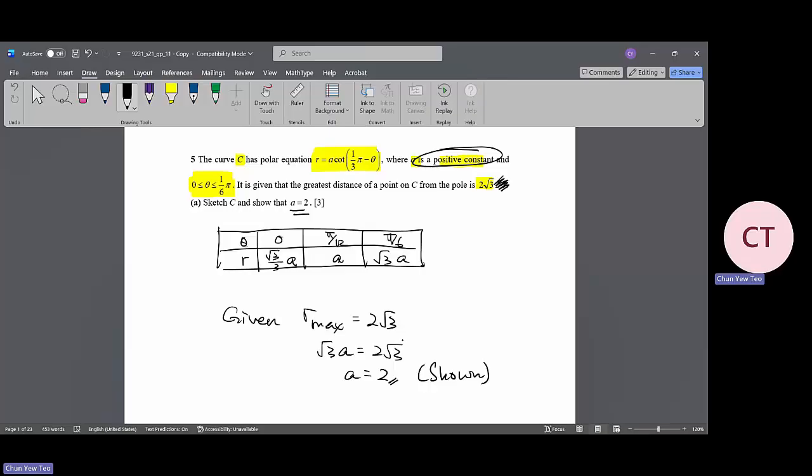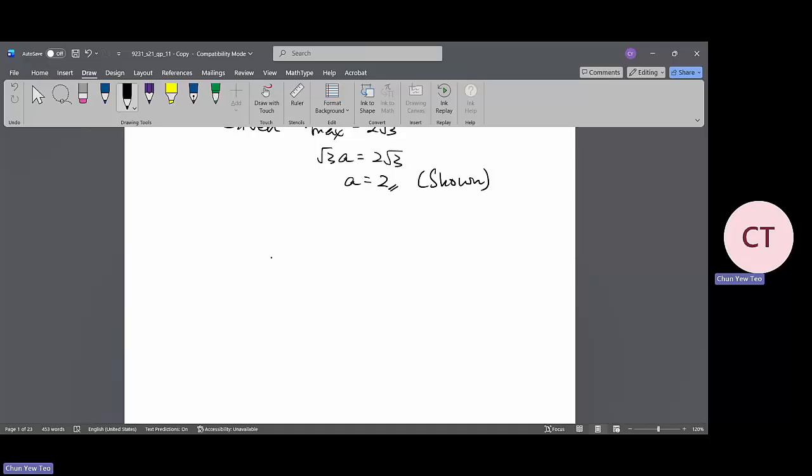Now we want to plot the points. To plot the points, we actually need to convert them into decimals. We have found a. a is 2. So if you change a to become 2, this one will be 1.2 approximately. This one will be 2. This one will be 2 root 3, around 3.4.